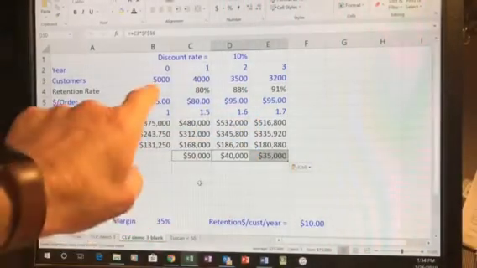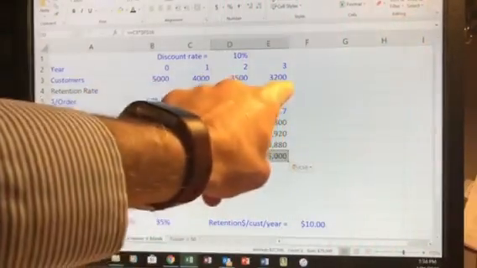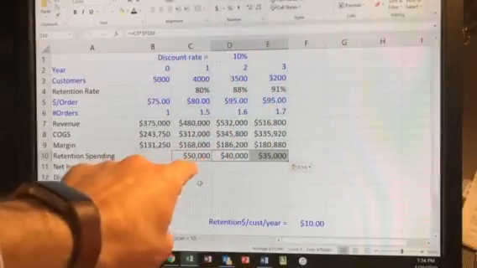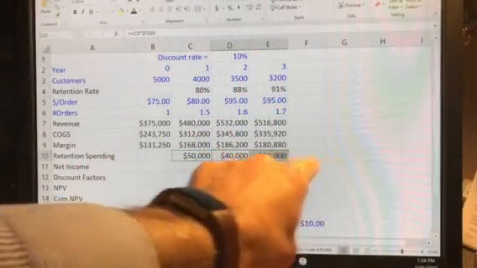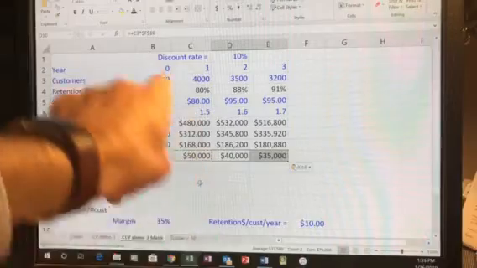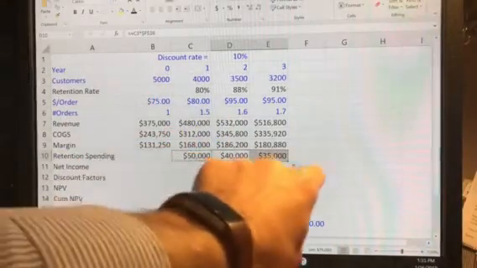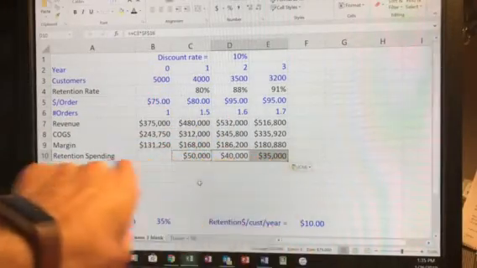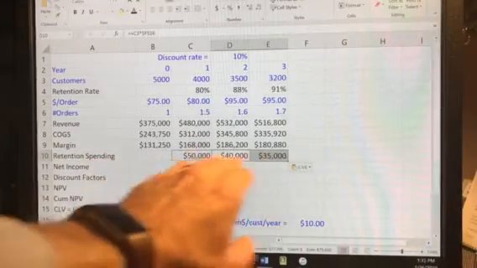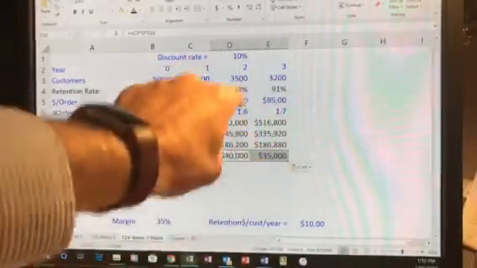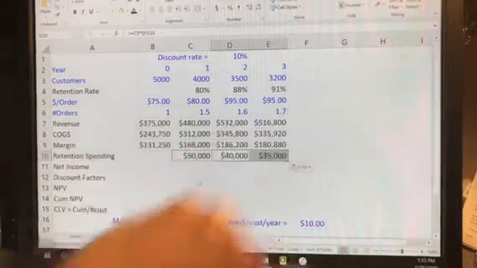Some companies actually mail everyone forever. If you do that, then this 50,000 would go straight across because you're always mailing 5,000 people. You'd have some constant here. And it's a little scary because then your retention spending would be constant, but per customer, your retention spending would actually get a little bit higher every year.